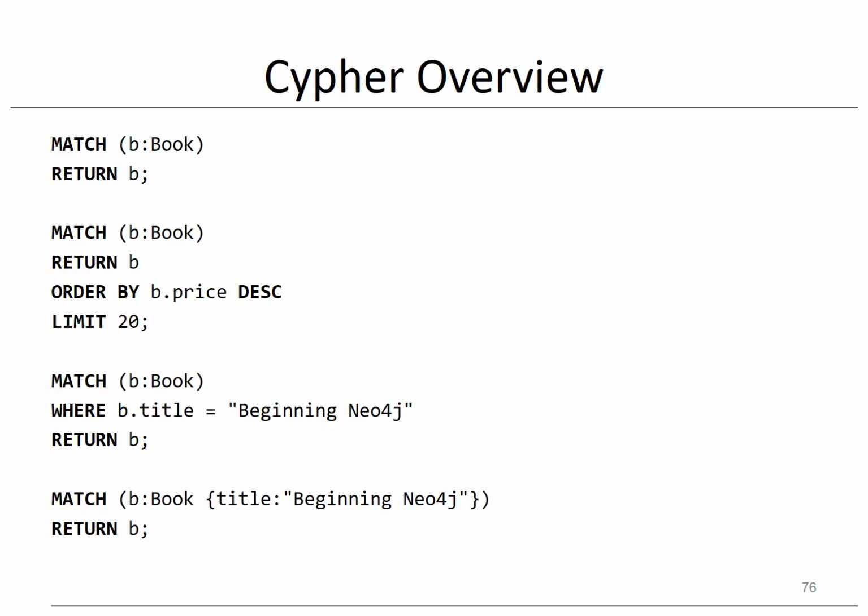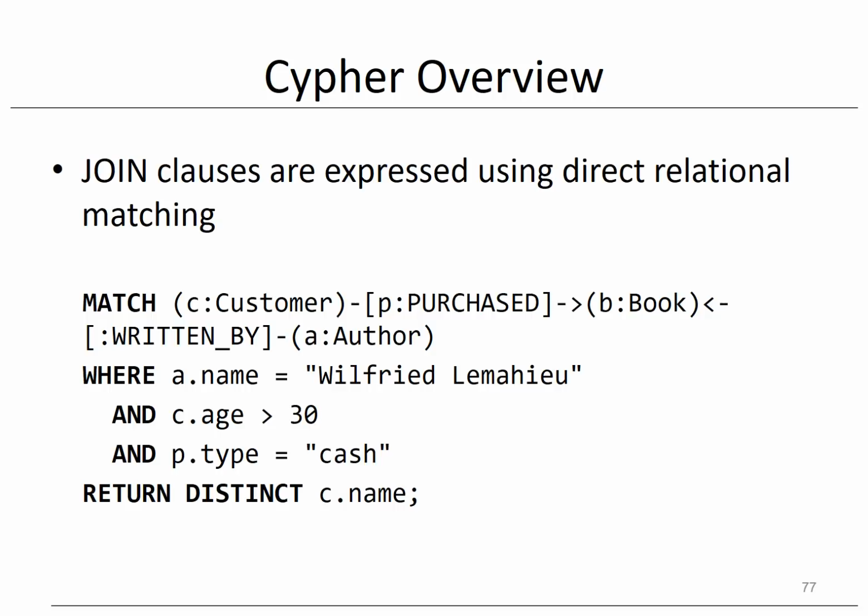The third query includes a where clause. It returns all information about books whose title is beginning Neo4j. The fourth query adds this condition to the match clause. Join clauses are expressed using direct relational matching. This query returns a list of distinct customer names who purchased a book written by Wilfrid Lemayeux, are older than 30, and paid in cash.